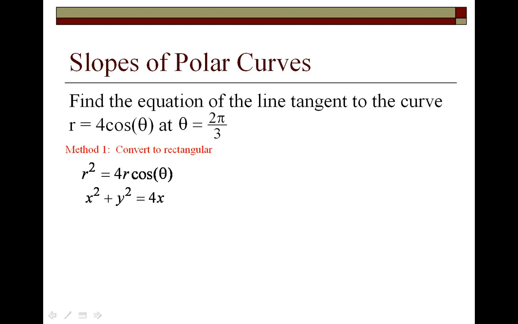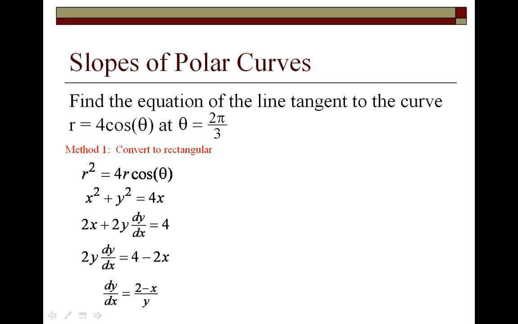So if I want to figure out my slope, I need to find out what dy/dx is. So I take my derivative. I get 2x plus 2y dy/dx is equal to 4. Solving for dy/dx, I end up getting dy/dx is equal to (2 minus x) over y. Okay, that's going to be my slope.